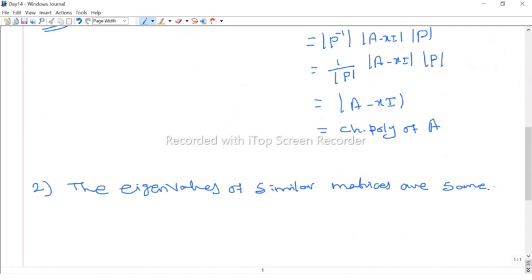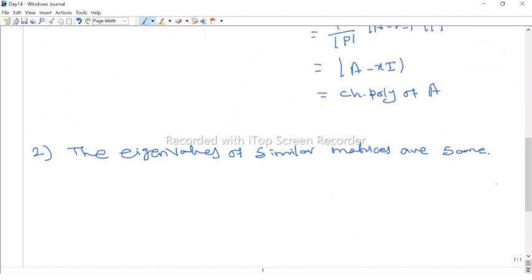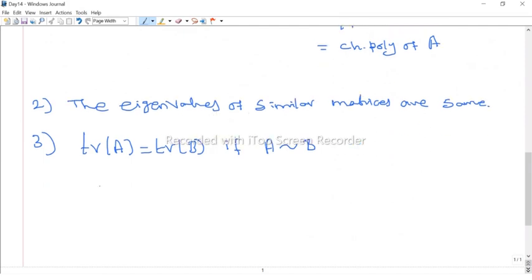Now once the eigenvalues are the same, the sum of the eigenvalues is nothing but the trace of the matrix. Therefore if A and B are similar, then the trace of A should be equal to the trace of B, provided A is similar to B. If A is similar to B, then the trace should be equal.